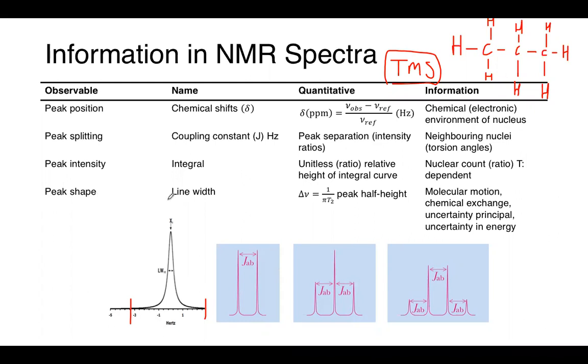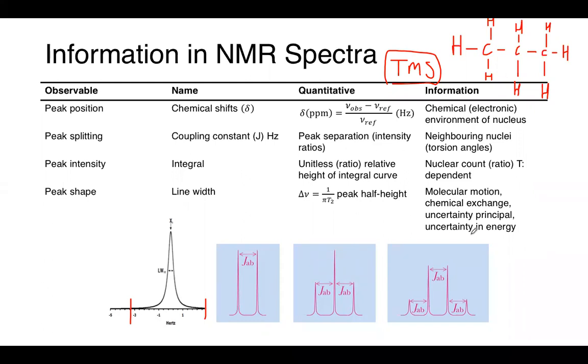Then the last one is peak shape or line width. That's the line width, LW, of the peak. It's the width at the peak's half height. So you take the height of the peak, go halfway, which is here, and that's where you get the line width at half the height. If the height is 4, you get the line width at 2. This is all about molecular motion, chemical exchange, uncertainty principle, uncertainty in energy. Some protons or hydrogens are exchangeable, which means they can swap positions, and you're going to have differences in your peak shape. Your peak is typically going to be broader, and so on.